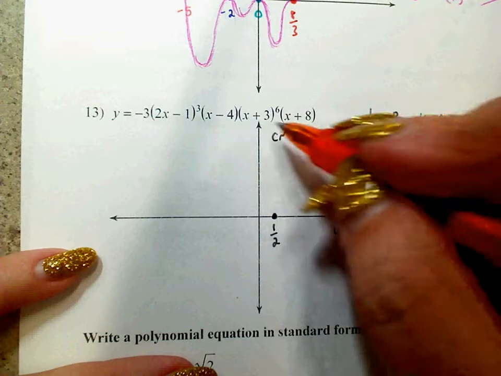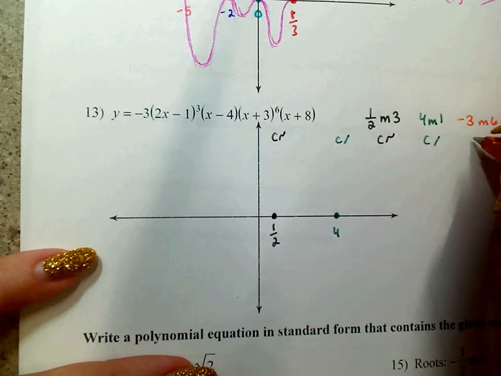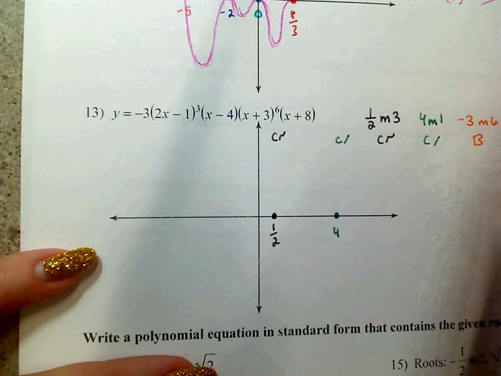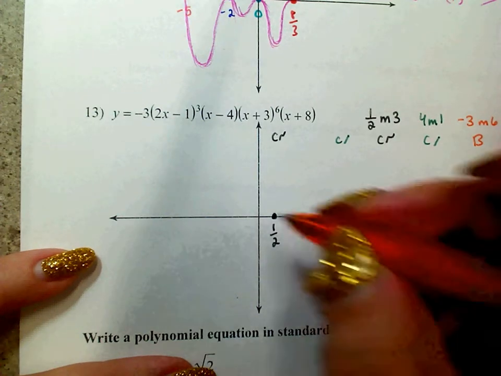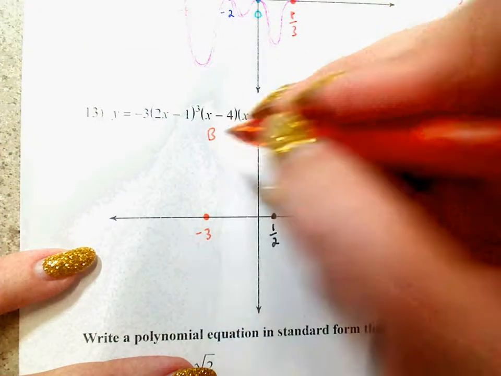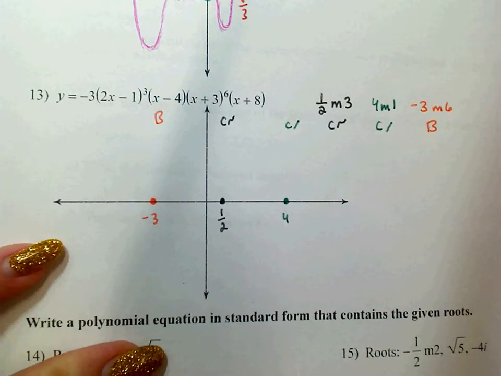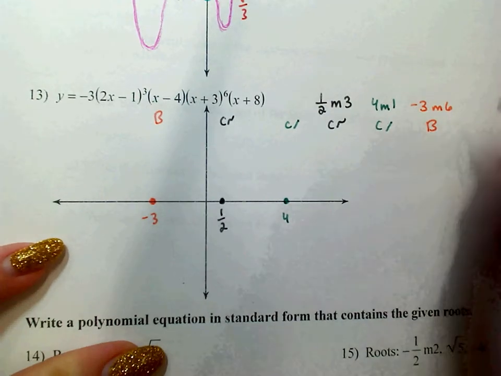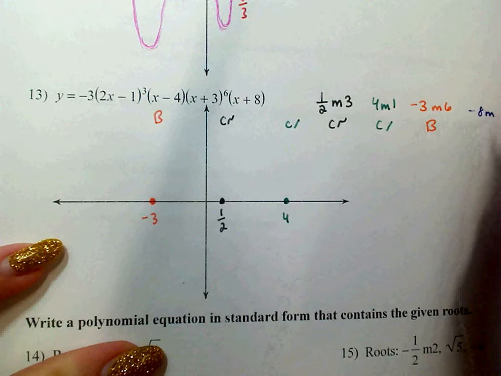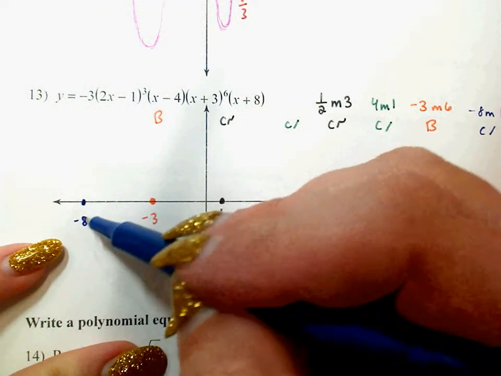The next one is negative 3 with a multiplicity of 6, and that's an even, so that means a bounce. So at negative 3 we're going to bounce. And the last one is going to be negative 8 with a multiplicity of 1, which means cross straight through. So negative 8, just cross straight through.